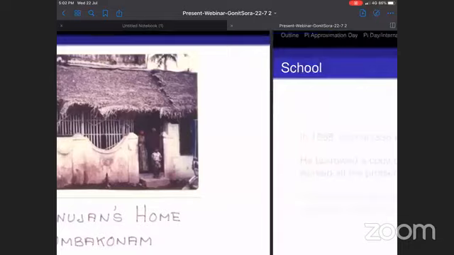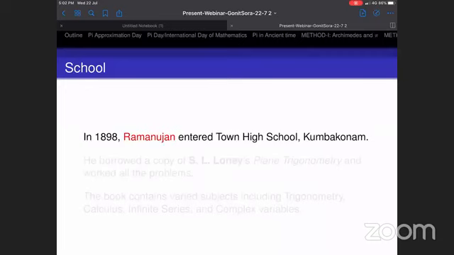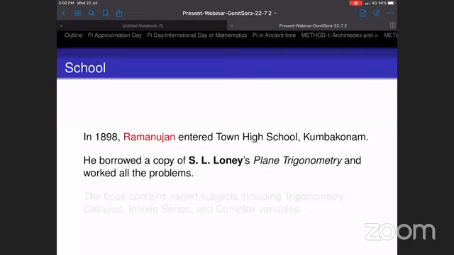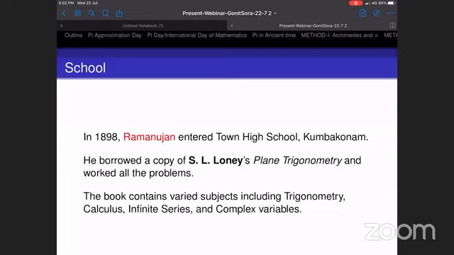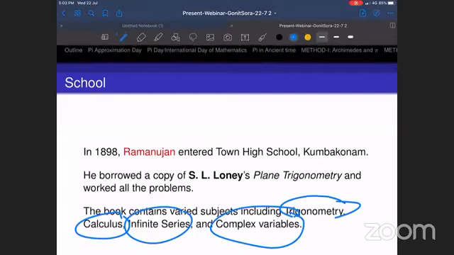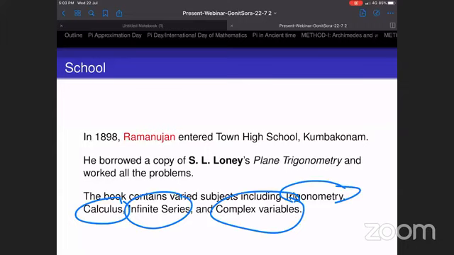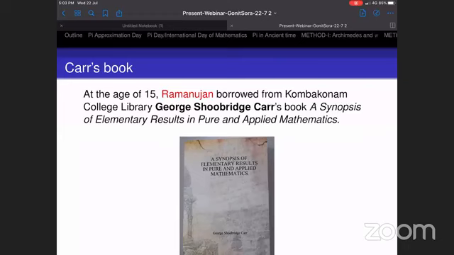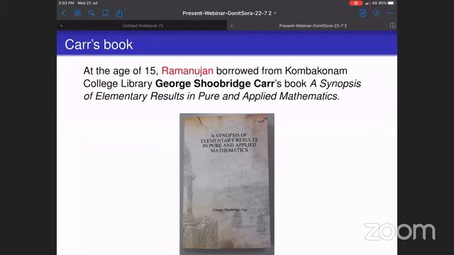In 1898, Ramanujan entered Town High School of Kumbakonam, and he borrowed a copy of S.L. Loney's Plane Trigonometry and worked all the problems in that book. Though the name is Plane Trigonometry, it contains varied subjects, including trigonometry, calculus, infinite series, complex variables, etc. So Ramanujan learned these topics from this book.